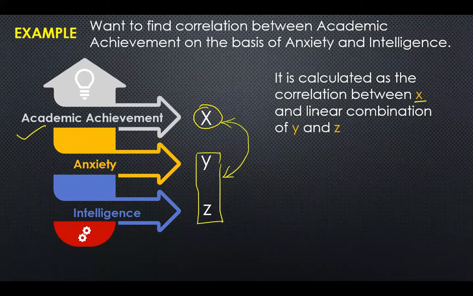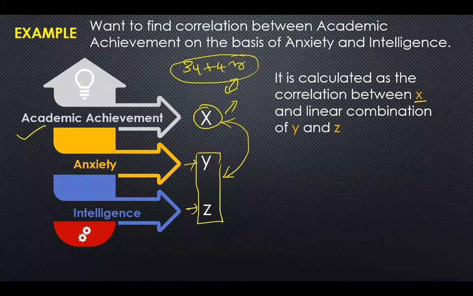Now, you should understand what this linear combination is. For example, 3y plus 4z, if I write this, is called a linear combination. These two variables are multiplied with some relevant numbers, making an equation, and for this and X, I'm finding the correlation. That is your multiple correlation here. It is calculated as the correlation between X and the linear combination of Y and Z. For example, I can write it like this: X dot YZ.